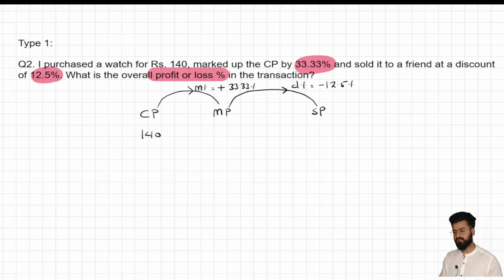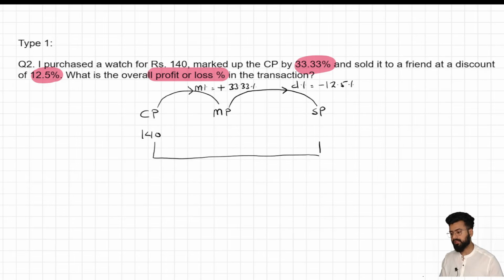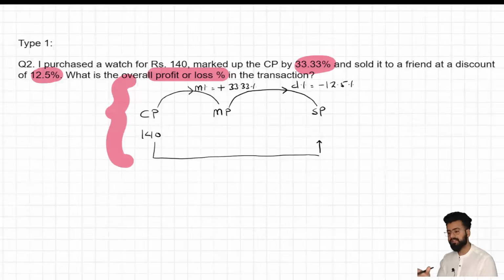And at this price, since I have sold it, this price would be called the selling price, and I have to find out the change from this point to this point. If it is a positive change, profit percent; negative change, loss percent, something which we had discussed in the last question too. Now, after looking at this setup, one can realize that I can use the successive percentage change rule here.